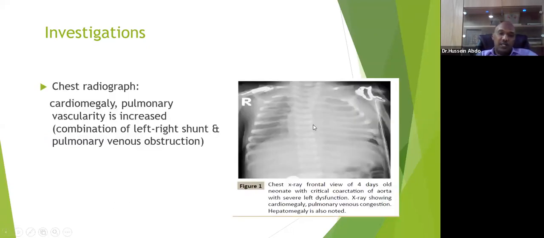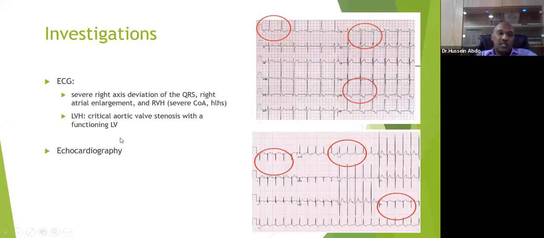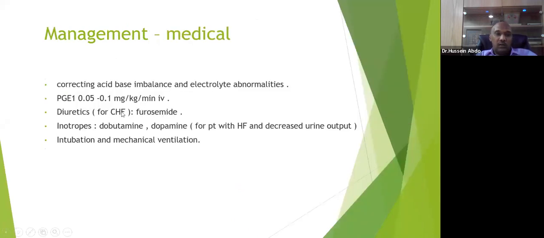This is an X-ray of a patient with severe coarctation of the aorta, and you can see how the left side is dilated, with pulmonary congestion and cardiomegaly. Usually these patients have right ventricular hypertrophy because, as we mentioned, the right ventricle is the dominant ventricle in the neonatal period. So on the ECG, you might see right ventricular hypertrophy instead of left ventricular hypertrophy. Usually LVH presents late, but early you will see right ventricular hypertrophy.